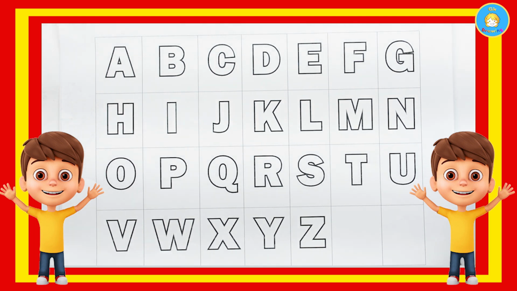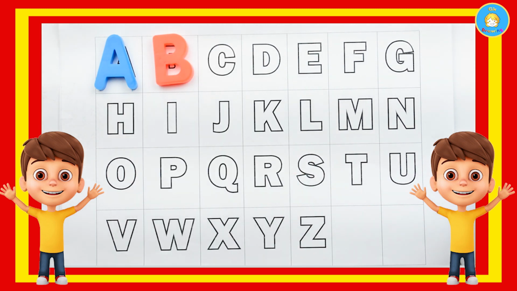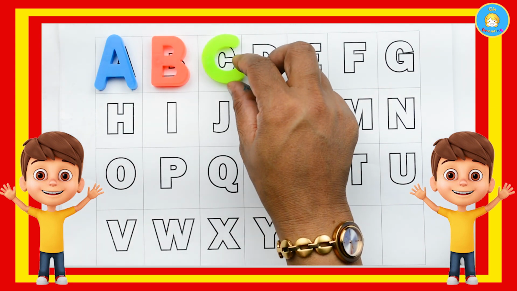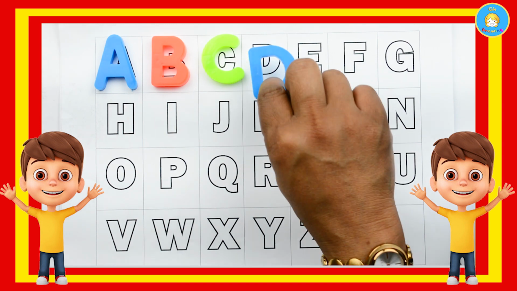Today we learn alphabets. Now start. A. A for apple. Next B. B for ball. Next C. C for cat. A, B, C, D.